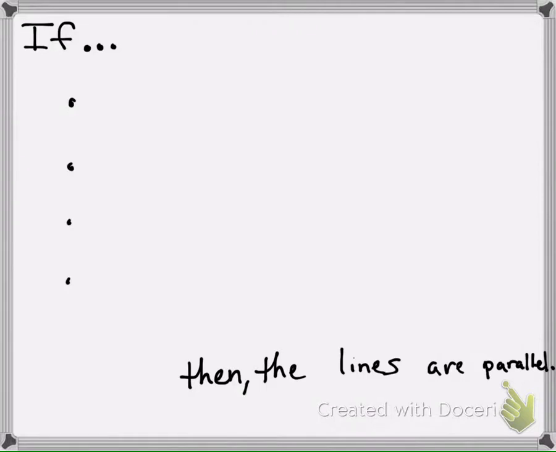So one way to do it is: if corresponding angles are congruent, comma, then the lines are parallel. What do you think the next one is? What are the other relationships we talked about last week? That last thing, the squiggly, that's congruent. Congruent, yep.